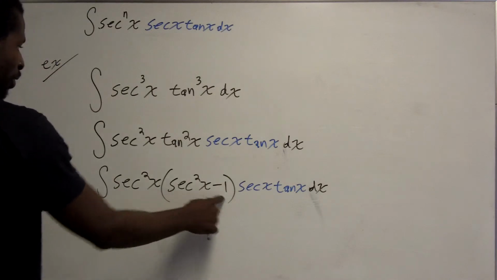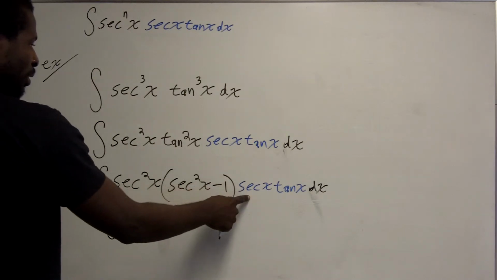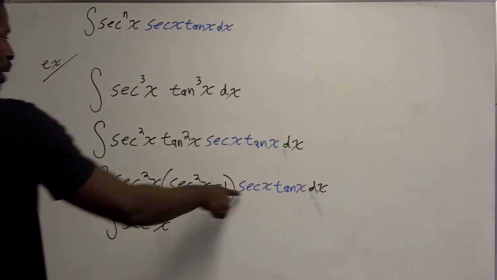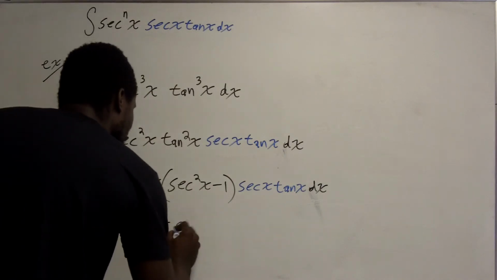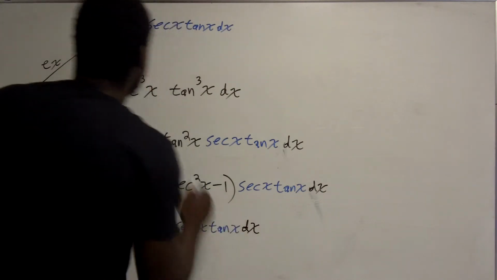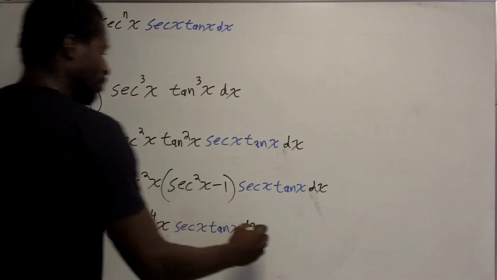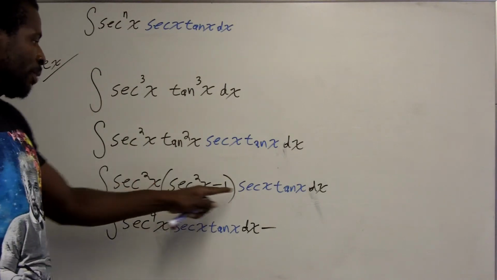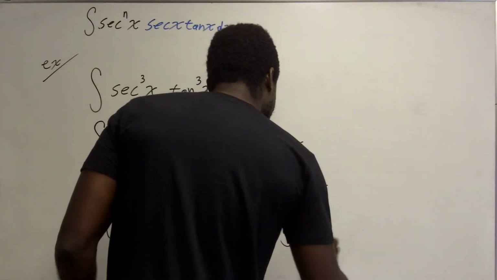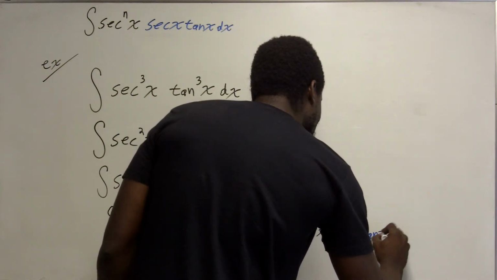So I'm going to get two integrals. The first one is going to be secant squared times secant tangent dx. Secant squared times secant squared is secant to the 4th of x. But then I'm also distributing all of that, which is secant x tangent x dx, which looks exactly like the form it's supposed to look. Secant to the 4th, secant tangent. Then minus sign, and now I have secant squared times secant tangent dx. So that's the integral of secant squared x times secant x tangent x dx.